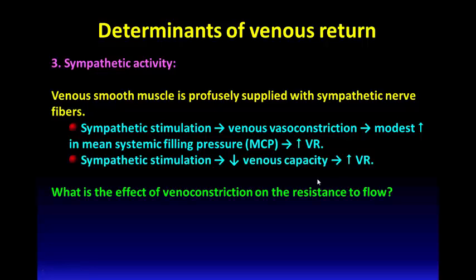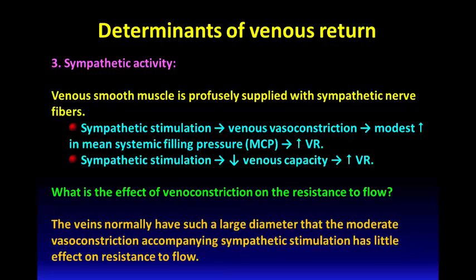What do you think the effect of venoconstriction on the resistance to flow? The veins normally have such a large diameter that with moderate venoconstriction as a result of sympathetic stimulation, the effect on the resistance to flow would be little.